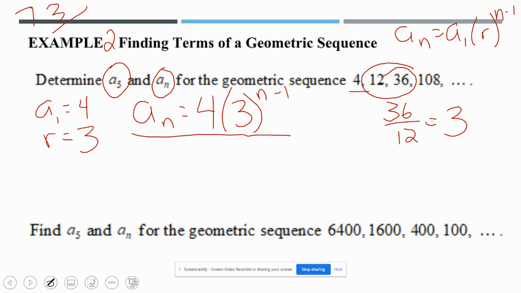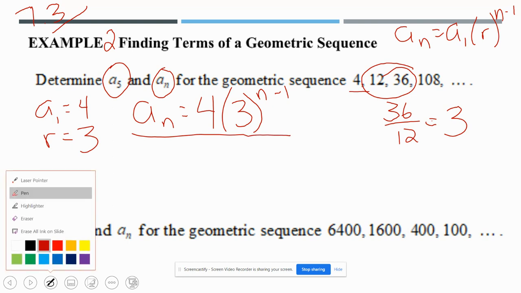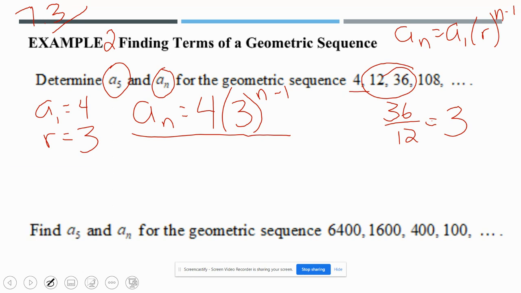We cannot multiply the 4 times 3 and make 12. It's not possible. It's not the correct order of operations. From here, it's asking us also to find the fifth term. So we're replacing n with 5. A sub 5 is equal to 4 times 3 to the 5 minus 1 power.